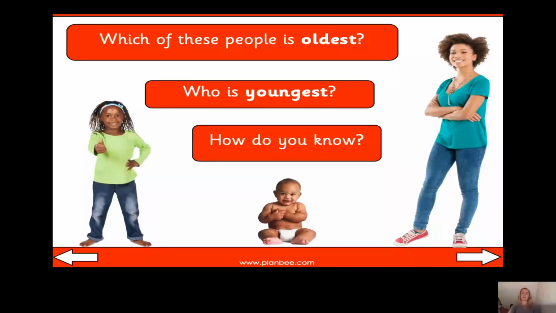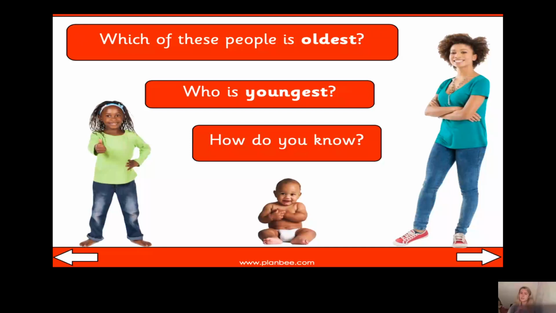So here we have a picture of a baby, a child, and an adult. Now, which of these people is oldest and who is the youngest? Could you pause the video and have a think for me? Okay, so which of these people did you think was the oldest? Because we have a baby, a child, and an adult. Well, yes, we know that an adult is the oldest out of these three, don't we?